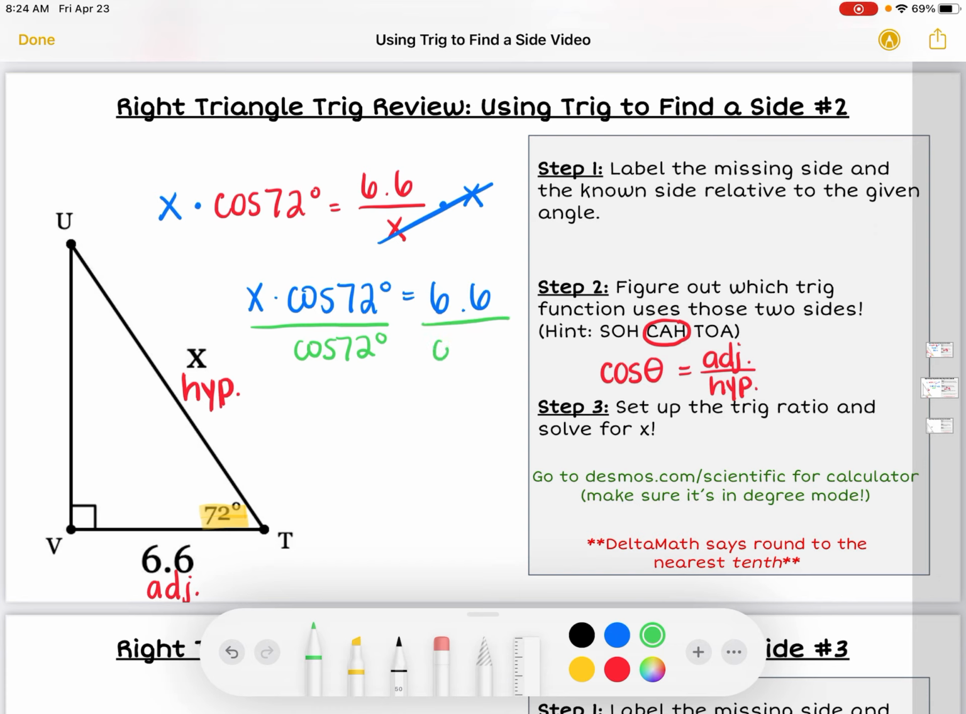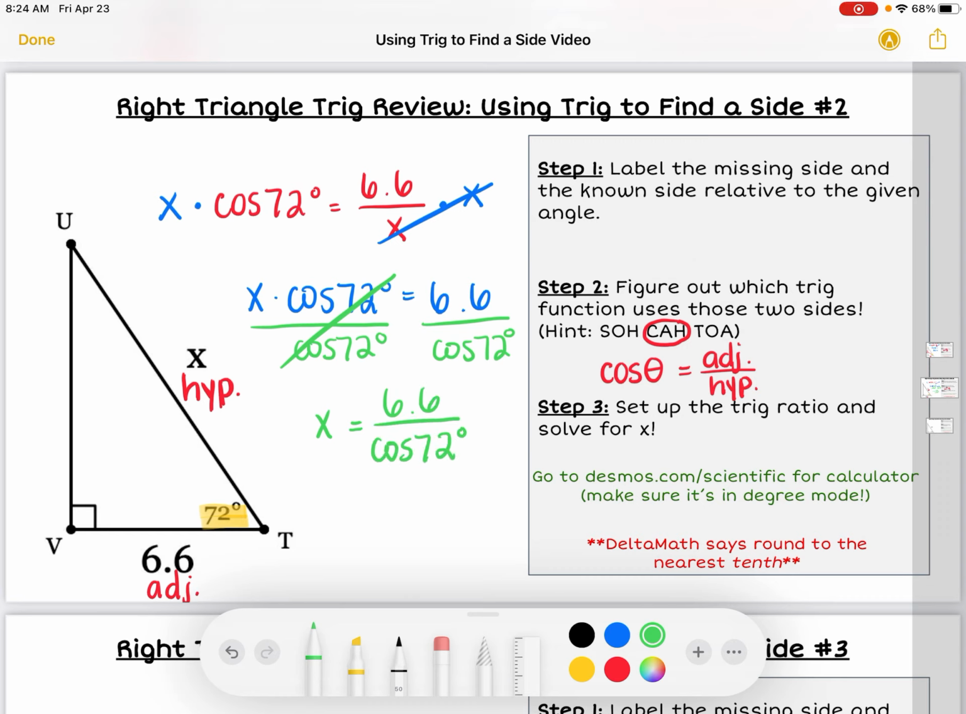I want to remind you that cosine and sine and tangent are trig functions, and they don't mean anything unless there's an angle inside of them. So don't ever try and divide by just cosine. That won't work because cosine by itself isn't a number, it's just a function. It only gives us a number when we plug an angle into it. So that's why we have to divide by cosine of 72 degrees. So when I do that, it cancels out on the left side, so I'm left with X, which is what I wanted, which is 6.6 over cosine of 72 degrees.